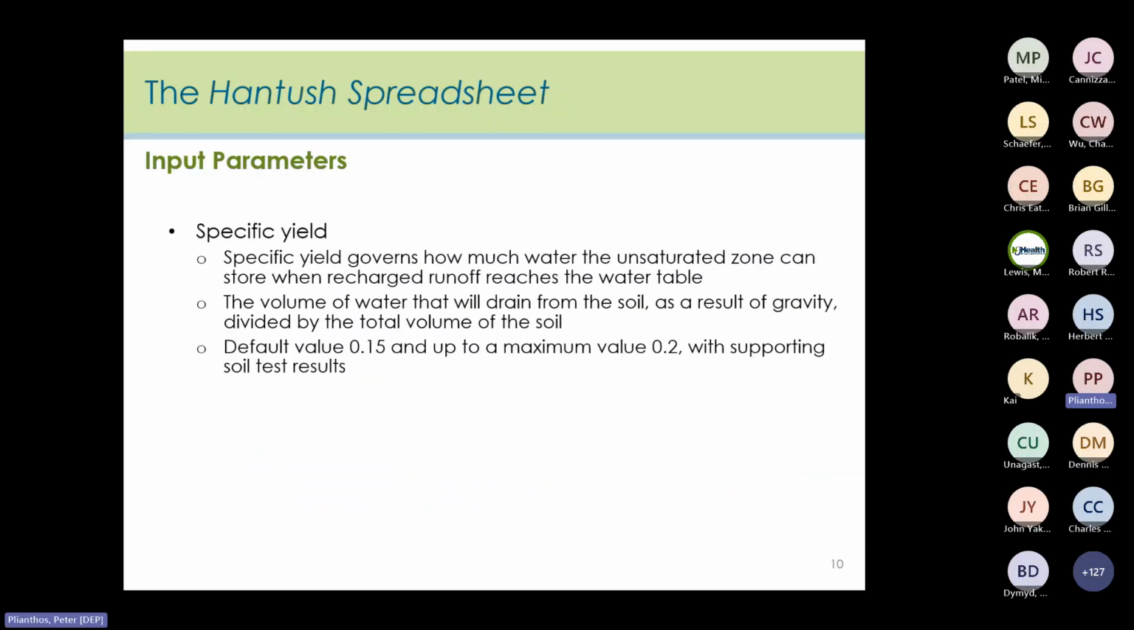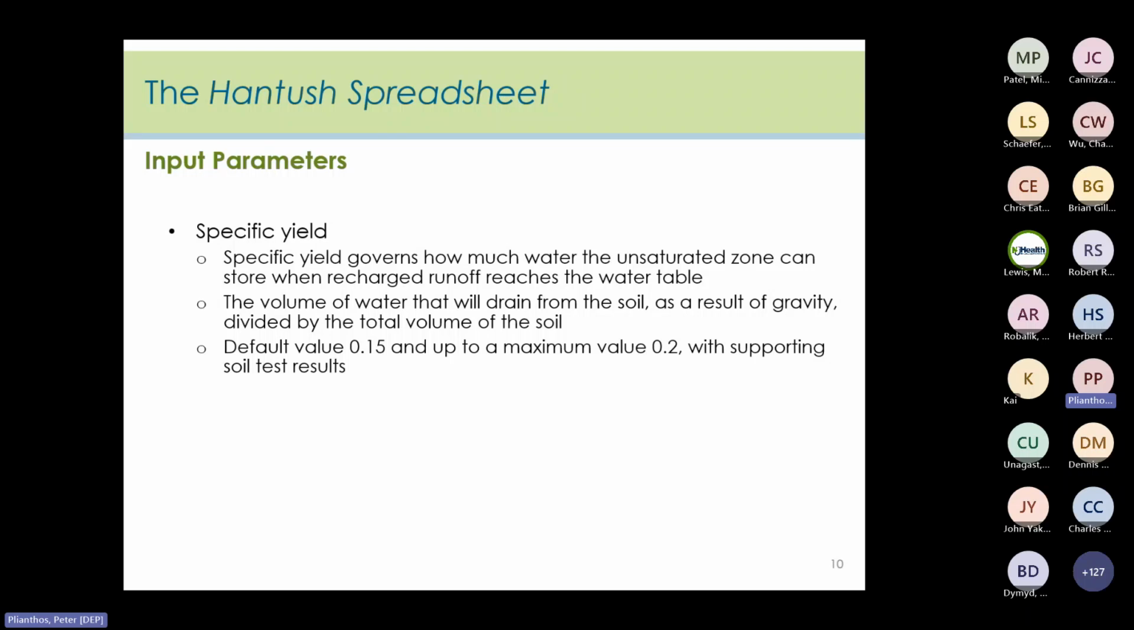All right, the next parameter is the specific yield, which is the volume of water that will drain from a soil specimen due to gravity divided by the total volume of the soil specimen. Coarse soil will likely have a higher specific yield than fine-grained soil having the same porosity.